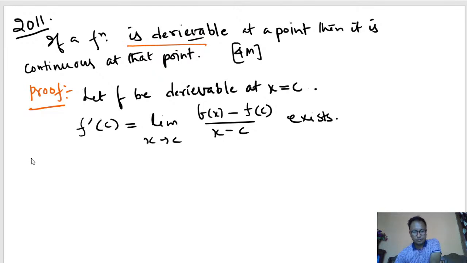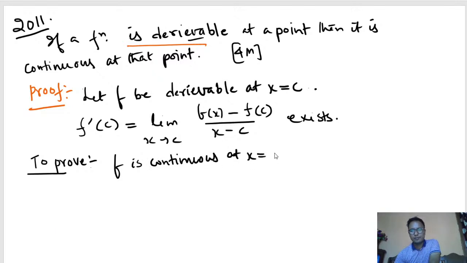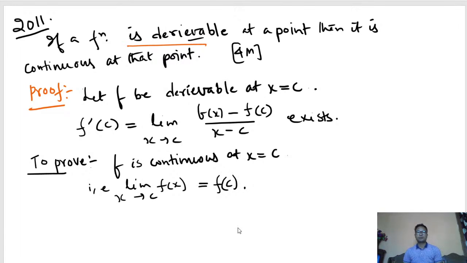Now what do we have to prove? We have to prove that f is continuous at c. That is, we need to prove that the limit of f(x) as x tends to c equals f(c). So this is given, let's say equation number 1, and this is what we have to prove. Now let's try to prove it.